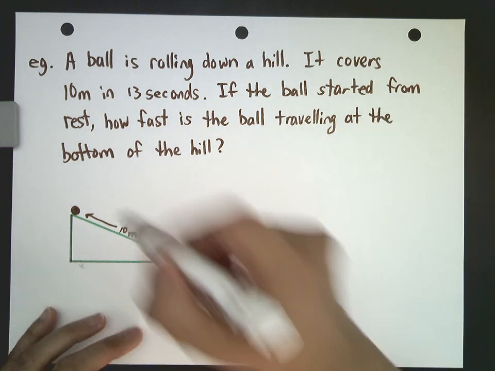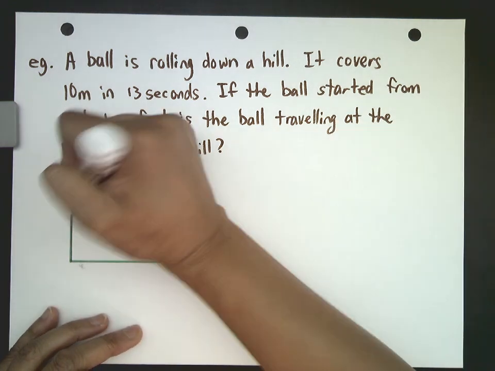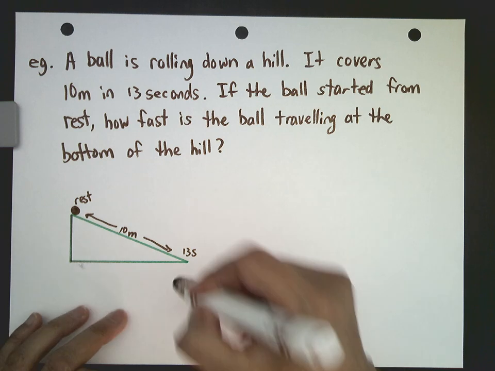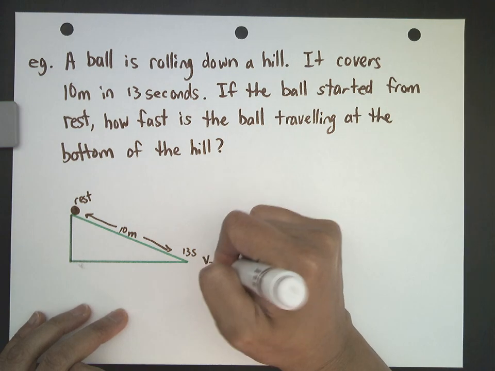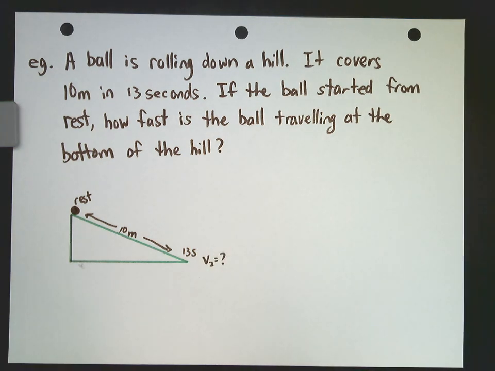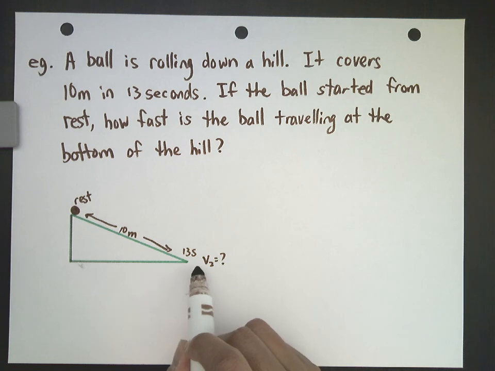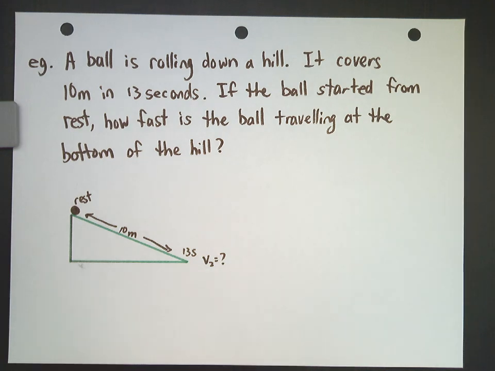If the ball started from rest, so here's the ball starting from rest, how fast will the ball be traveling at the bottom of the hill? All right, so that's all the information we have.